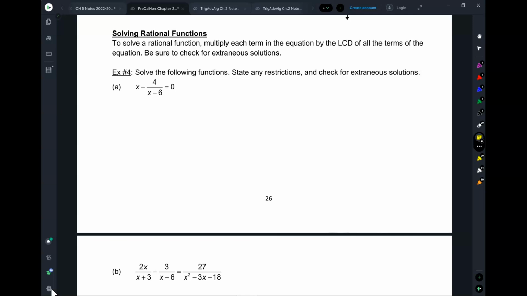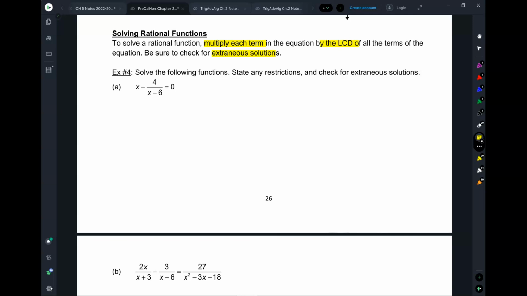So to solve a rational function, basically what you need to do is multiply each term in the equation by the LCD, the least common denominator of all the terms of the equation, right? And then you have to make sure to check for extraneous solutions, okay? Because with rational functions, if there is an expression in the denominator, then there is a possibility of you getting a value that will make the denominator zero. So you have to watch out for that.